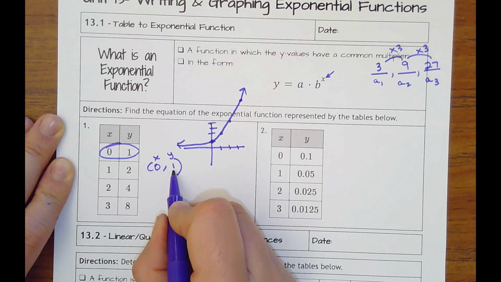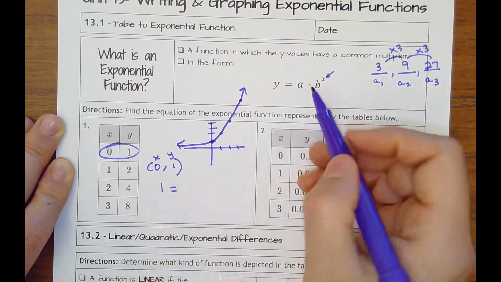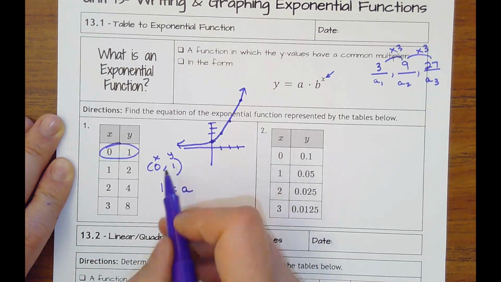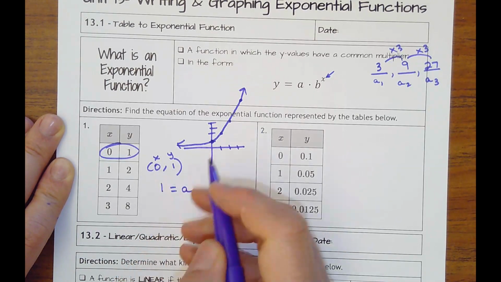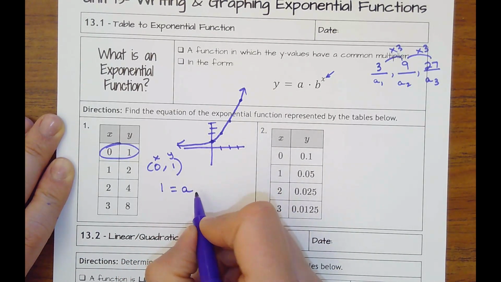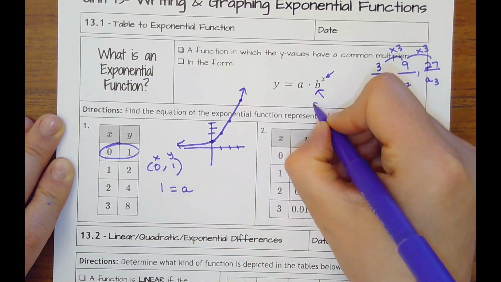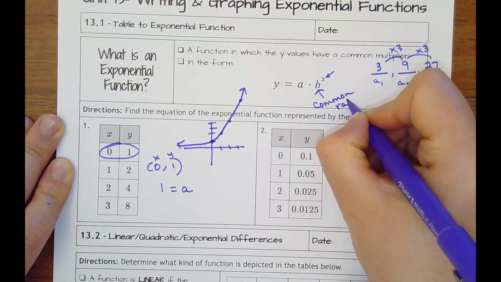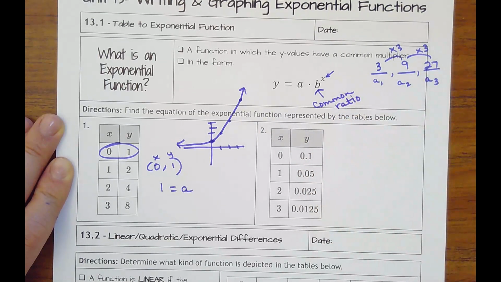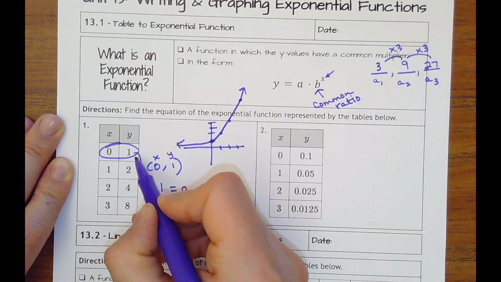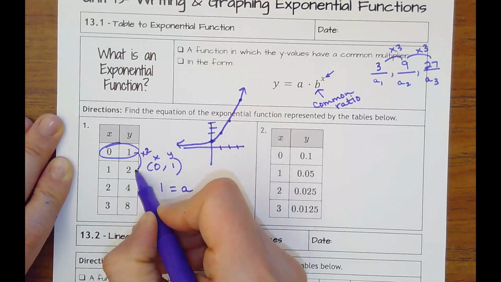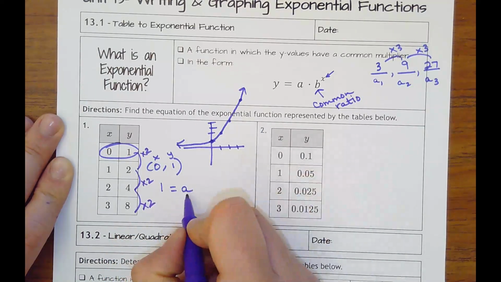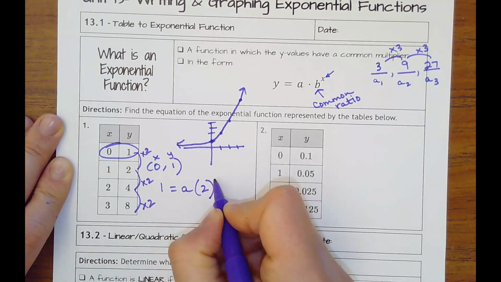So my y is 1 equals my a, and I don't know that, and then times b. My b is my common multiplier. I'm going to put common ratio since that's what we've been using. Common ratio. Well, what are the y's doing? 1 times what makes 2? Times 2. 2 times 2 makes 4. 4 times 2 makes 8. So we're going to say it's times 2 to the x power.